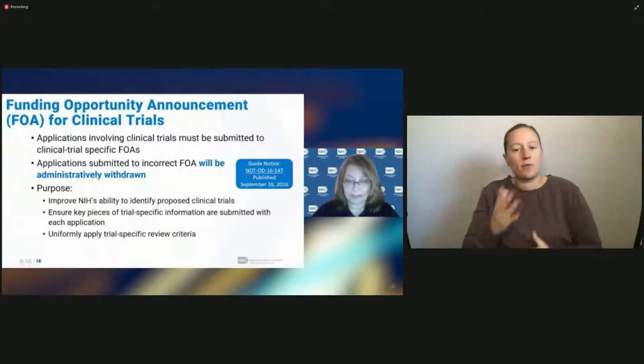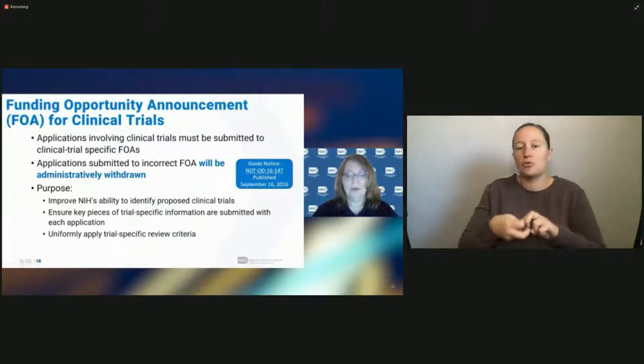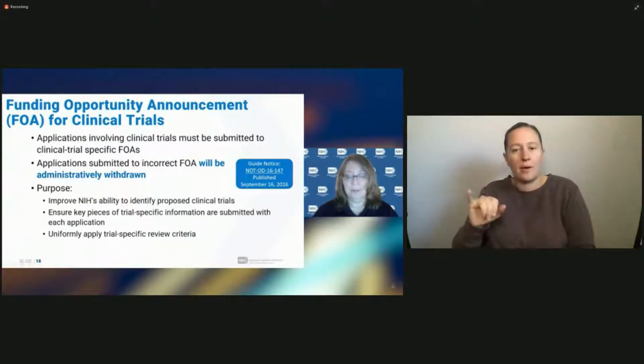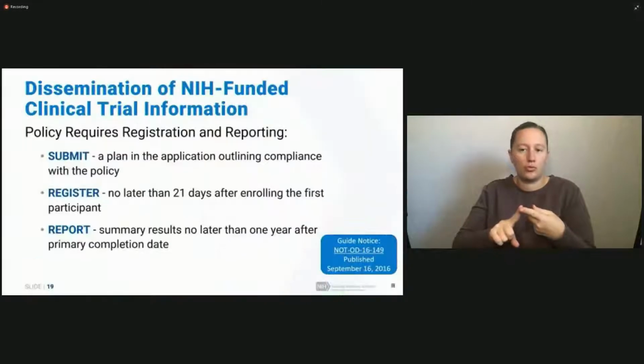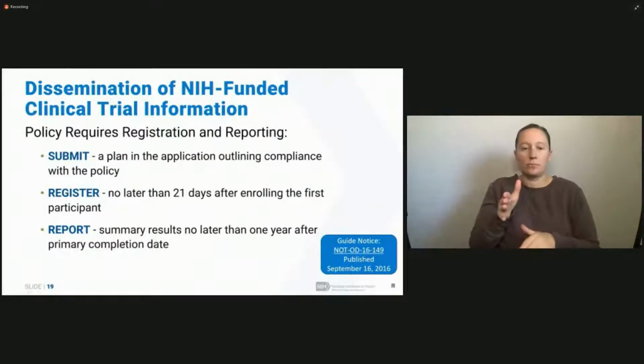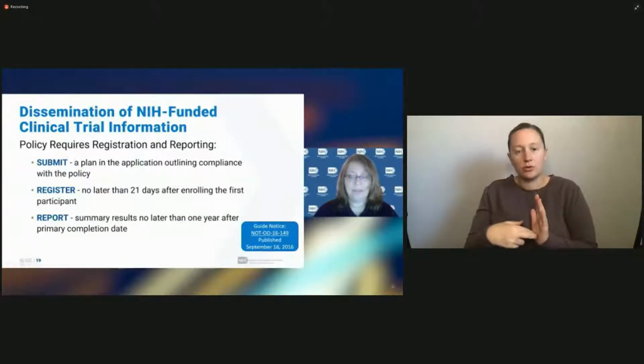Again, this is a compliance issue. And it also allows NIH to uniformly apply the trial-specific review criteria to the applications. The next policy that we're going to touch base on briefly is the dissemination of NIH-funded clinical trial information. And this policy requires clinical trials to be registered and have the results reported in clinicaltrials.gov.